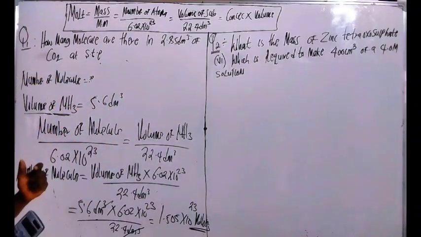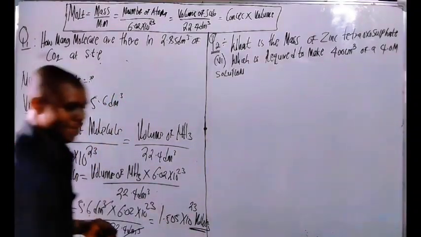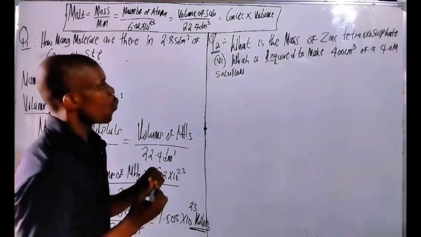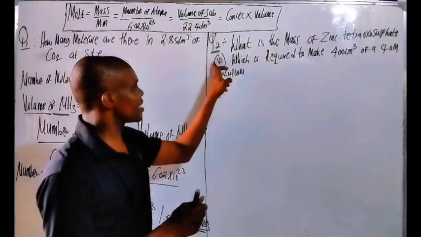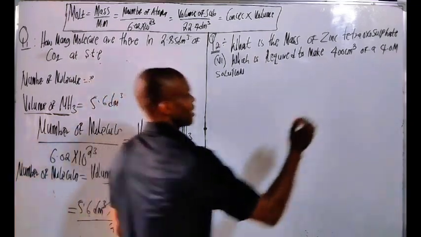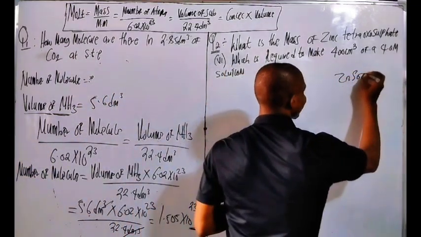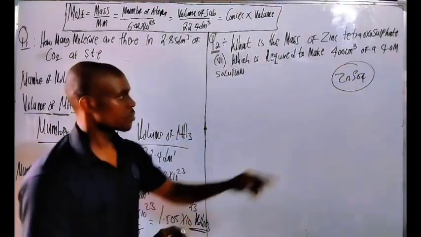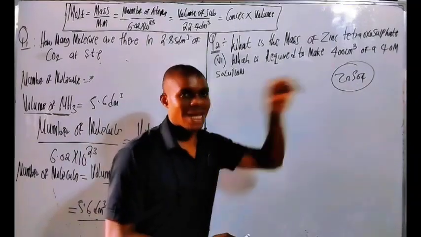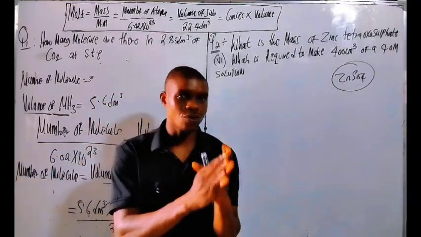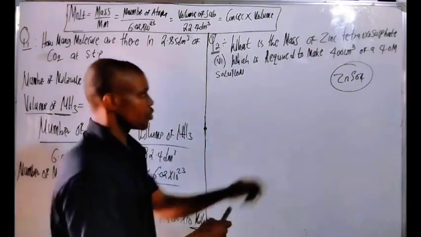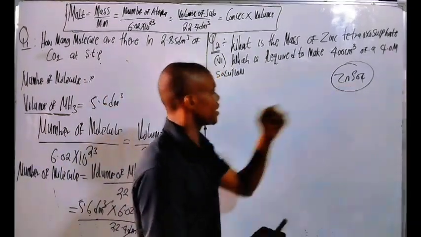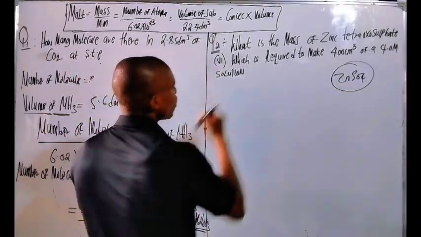So now let me move to question 2. If you look at question 2 here, it says, what is the mass of zinc tetraoxosulfate VI? Zinc tetraoxosulfate VI, which is this guy here. Do you understand? That is why as a chemist, you need to know how to understand compounds, the naming and the formulas. So zinc tetraoxosulfate VI, which is this here. Now, they say mass.